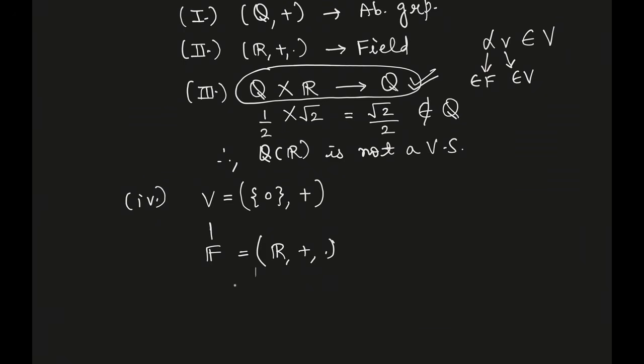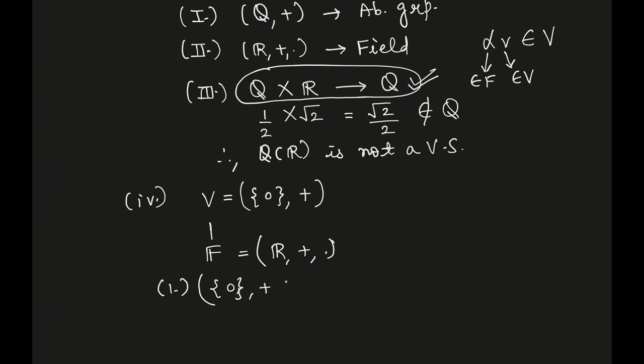Here multiplication with respect to addition. Okay. So it is a vector space. Yes, because 0 cross R is 0 again.